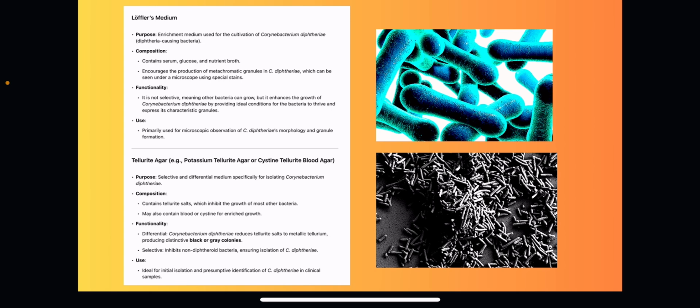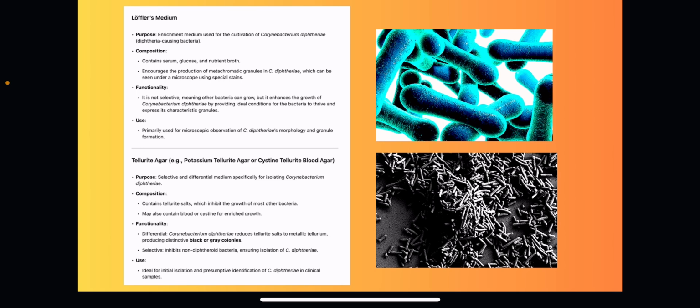Also, there could be a question that says the bacteria grown in Loeffler's media, or they may not even mention Loeffler's. They may just say it grows in a medium containing serum, glucose, and a nutrient broth. And the bacteria are club-shaped, and they see metachromatic granules intracellularly in these club-shaped bacteria. So what would the answer be? Obviously, it would be Corynebacterium diphtheria.